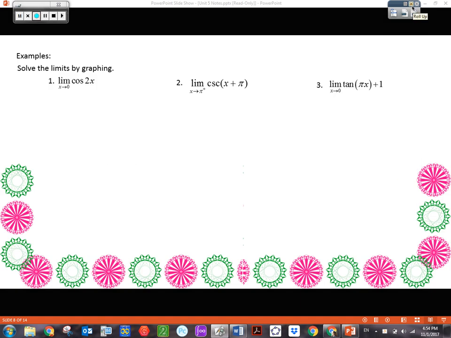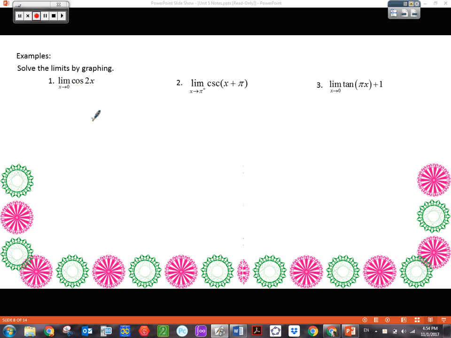Okay. So that's the technique we'll be working on today. There are other techniques to solve limits that we will eventually look at, but today we're just going to look at solving by graphing. And so let's take a look at our first one. We want to look at the limit as x approaches 0 of cosine 2x.